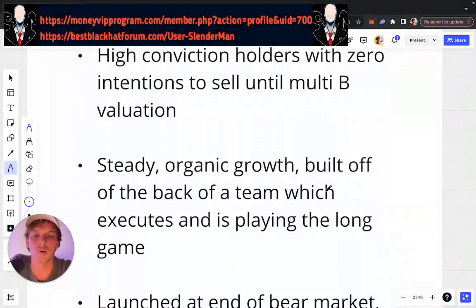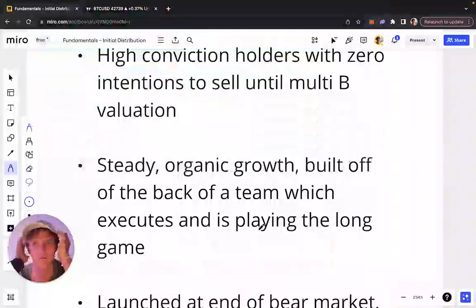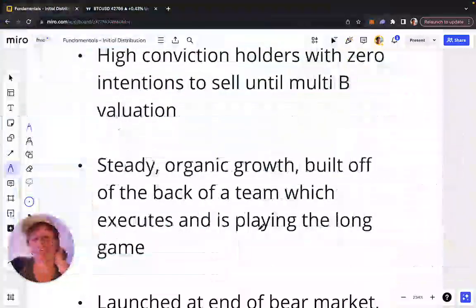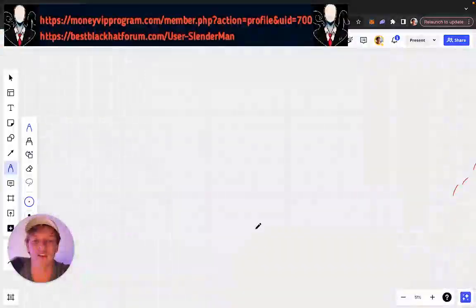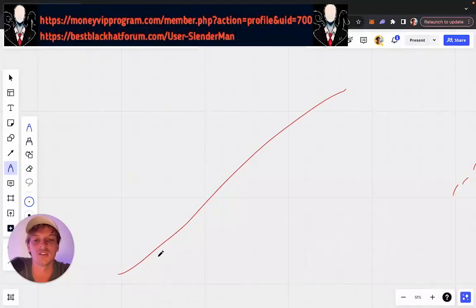Steady, organic growth built off the back of a team which executes and is playing the long game. So, if this was a VC coin, they probably would have had all of Twitter talking about it on launch, and most of the upside would have been priced in immediately. But with Casper, it was very much a community-run project. The growth was slow. People slowly found Casper, which allowed for an organic inflow like this instead of a VC coin where it's all at once on the token launch because the VCs want to make money fast, right?